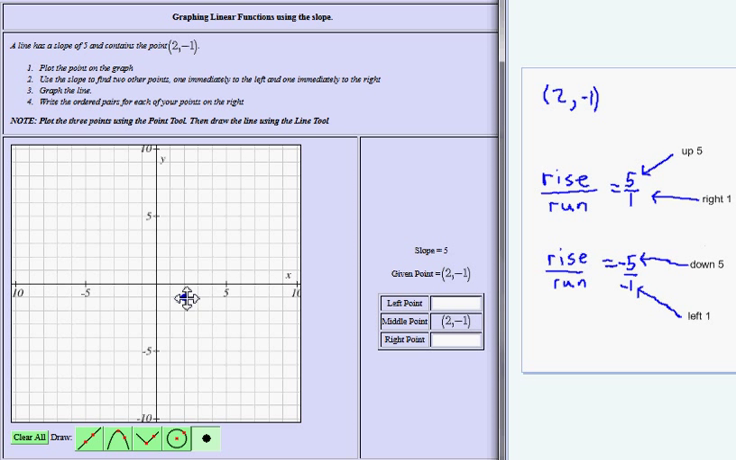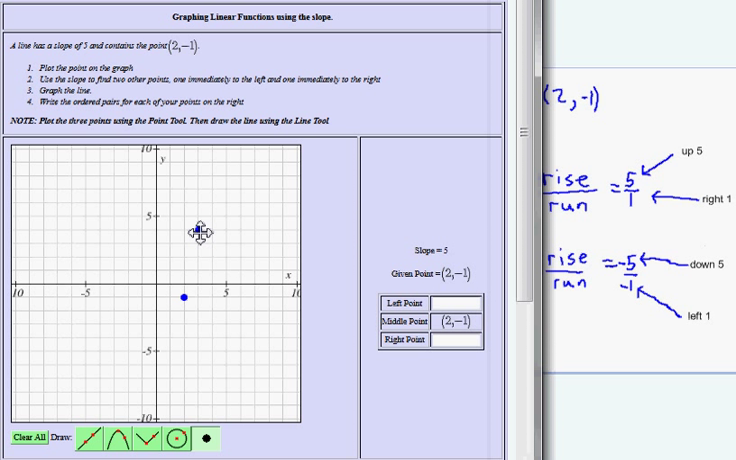Here's (2, -1). I'm going to move to the right 1 unit, that's right here. I'm going to move up 5: 1, 2, 3, 4, 5. Click the mouse button to plot the second point. There would be the point to the right.